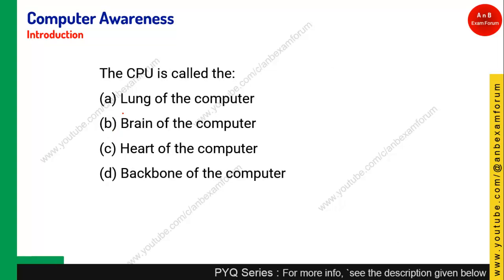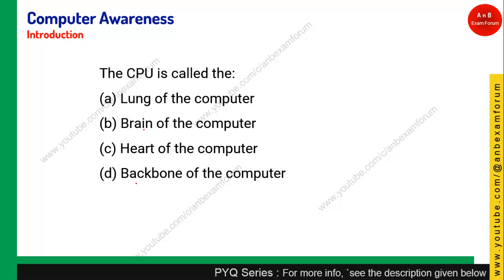Let's see the next question. The CPU of the computer is called what? Lung of the computer, brain, heart, backbone. As I told you in the beginning itself, it is the brain of the computer because it processes all the information which is given to it, and it gives the output like our human brain. So option B is the right answer.